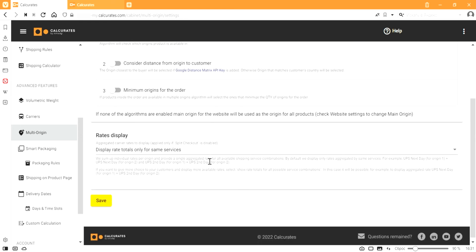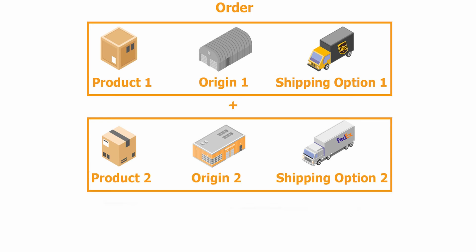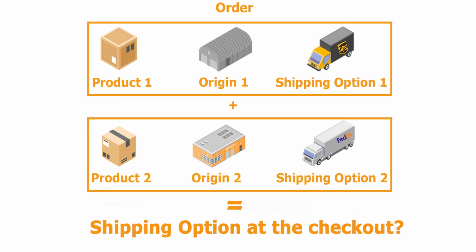Another setting defines how carrier rates will be summed up if your carrier shipping option is available for multiple origins and order is shipped from them. Calcurates may sum up rates for all the possible carrier service combinations or only for the same carrier services. Your origin 1 may be served by shipping option 1 and origin 2 is served by shipping option 2. If there is an order that consists of products from those two origins, then you have two options to make shipping available for such an order.